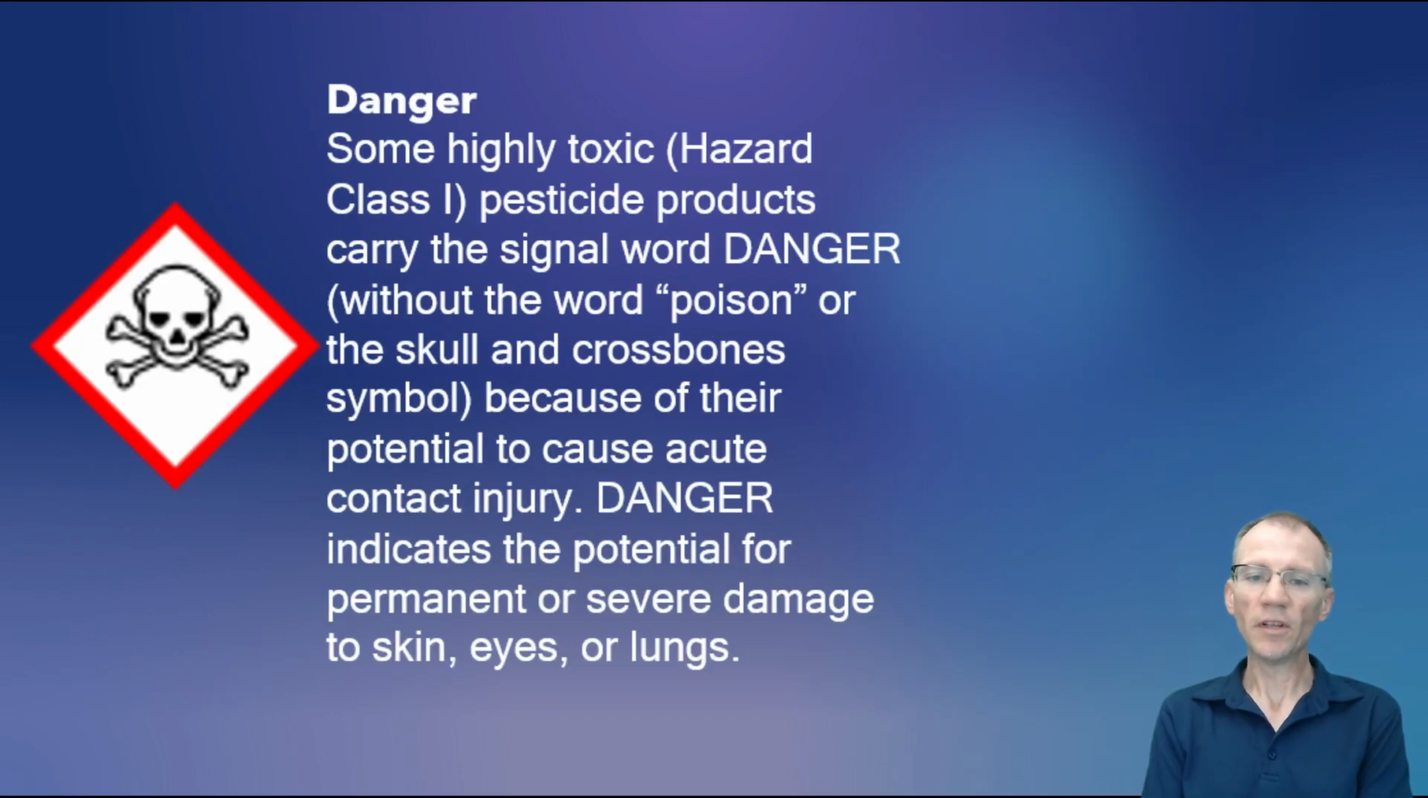Our next signal word is going to be danger. Now these are some highly toxic hazard class 1 pesticide products carrying the signal word danger without the word poison or the skull and crossbones symbol because of their potential to cause acute contact injury. Danger indicates the potential for permanent or severe damage to skin, eyes, or lungs.